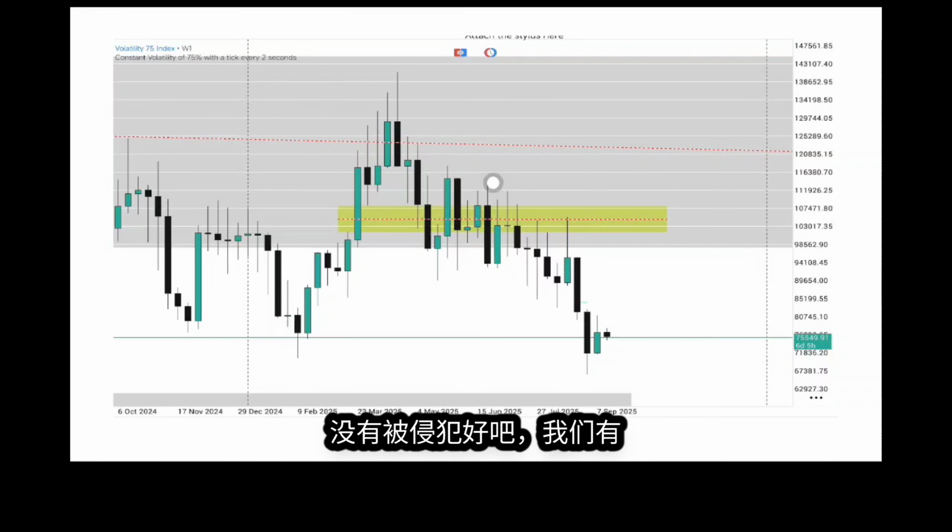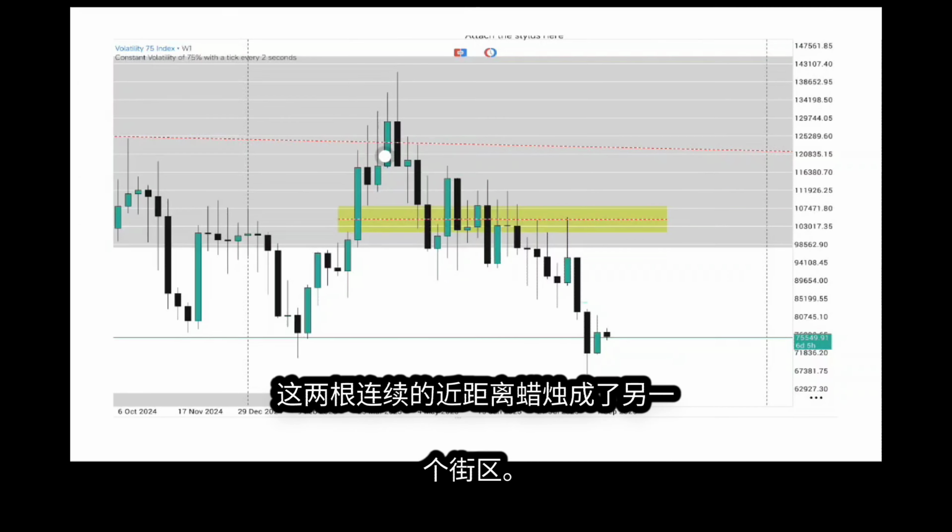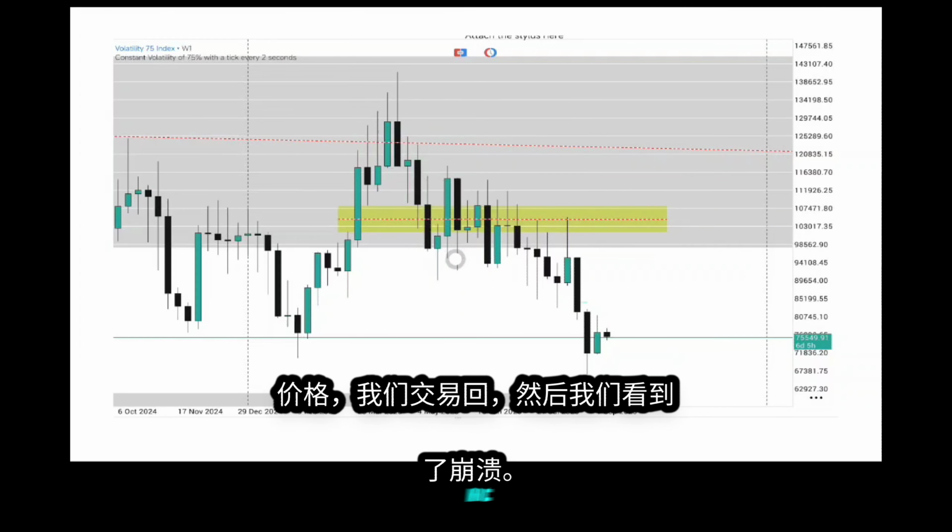Okay, so for instance, we had this beautiful high in here. It traded back into this order block. These two continuous up close candles became the order block. Price retraced back into it, and then we saw the breakdown.